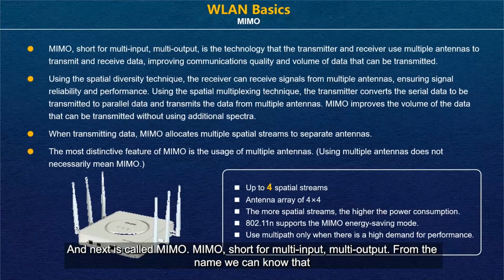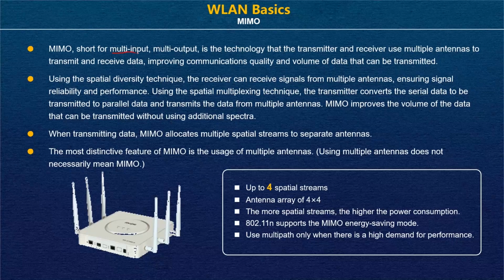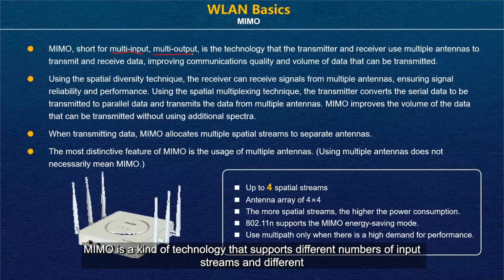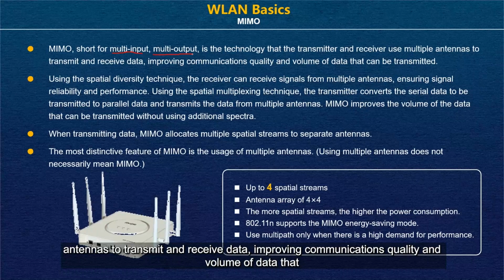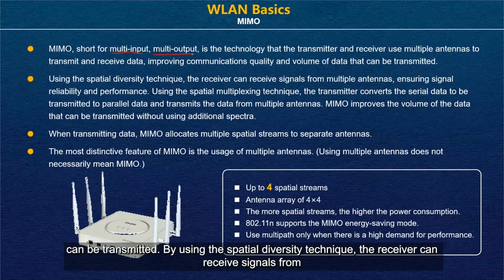And next is called MIMO. MIMO, short for multi-input, multi-output. From the name, we can know that MIMO is a kind of technology that supports different numbers of input streams and different numbers of output streams. It's a technology where the transmitter and receiver use multiple antennas to transmit and receive data, improving communications quality and the volume of data that can be transmitted.